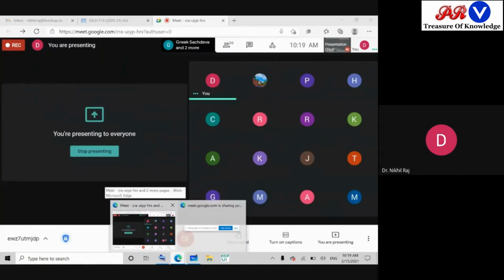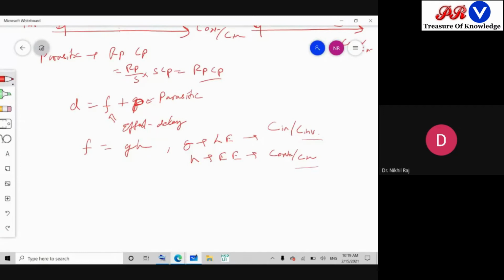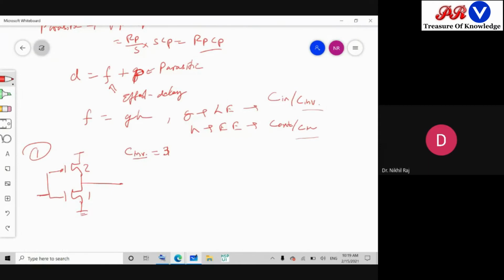Okay, nothing is there. So now coming to the problem. Let's say I have taken an inverter, dimensions are 2 and 1. Based on the mobility concept we have taken here 2 and 1, and it is said that for an inverter, C inverter, the inverter capacitance, is always taken as 3. The W by L ratio is given 2 and 1.